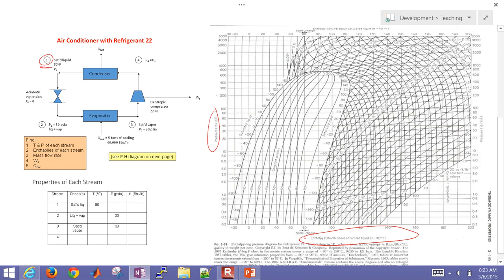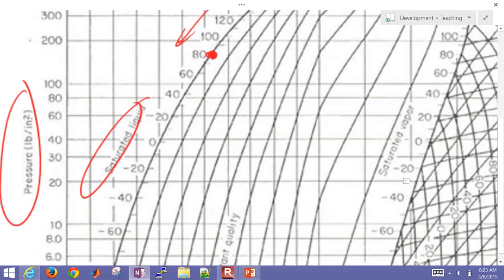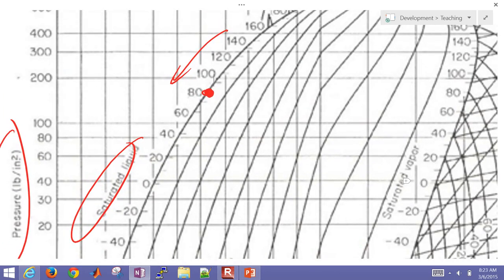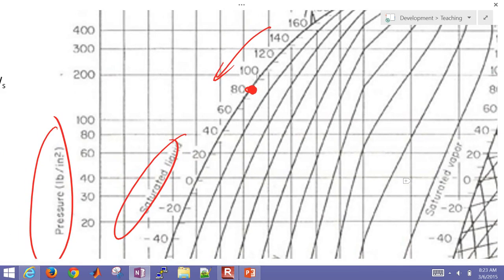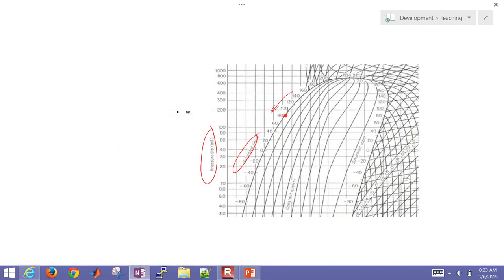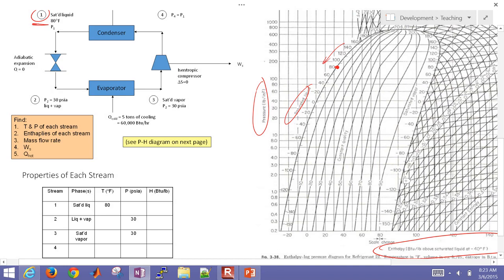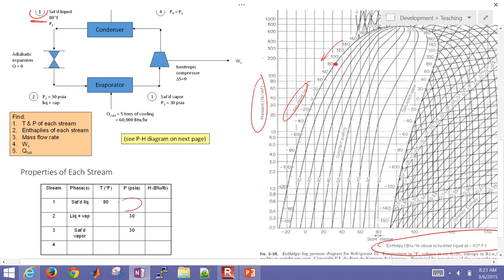Okay, so let's go ahead and do these calculations, figure out where we are on this chart with stream 1. So that's 80 degrees Fahrenheit. Here are my temperatures. Here's the saturated liquid on this side. And so 80 degrees is going to be right here on the chart. Okay, and what we want to do is try to find the pressure. So we need to get the pressure and then also the enthalpy at that point.